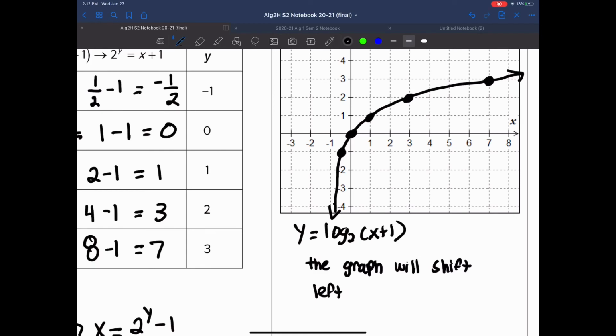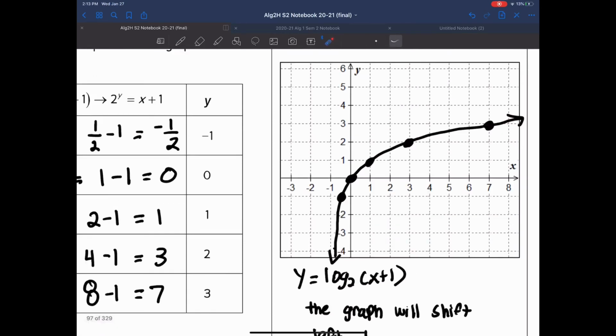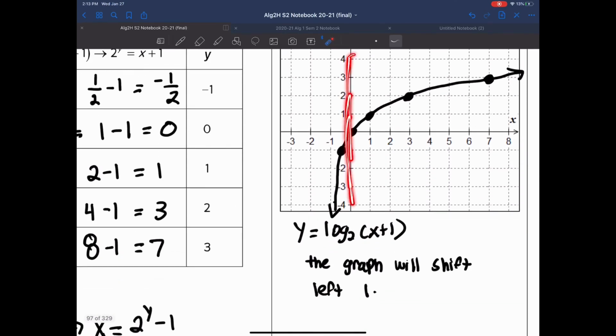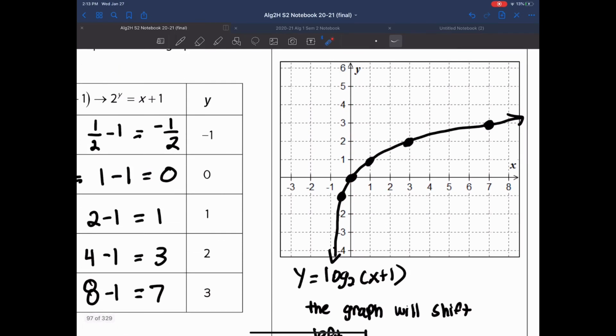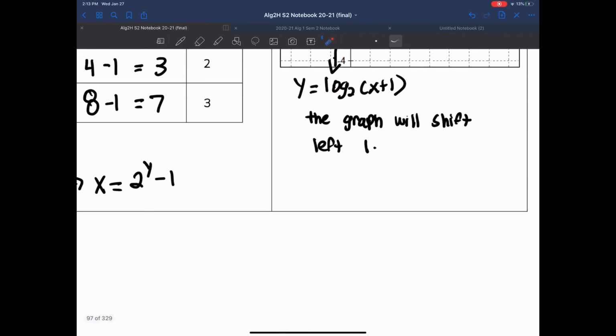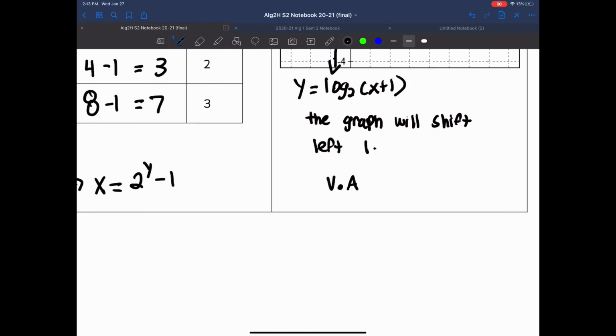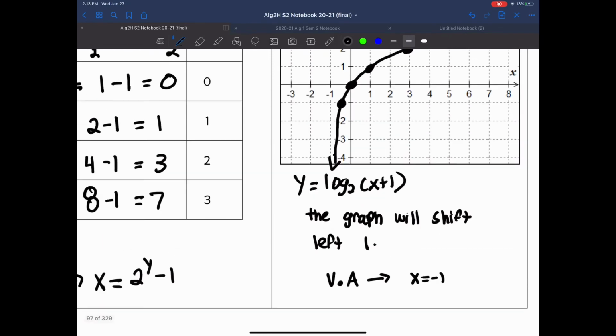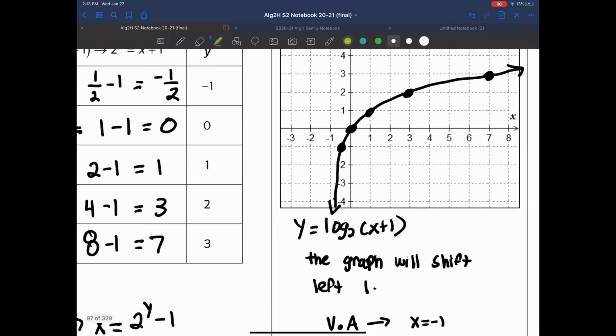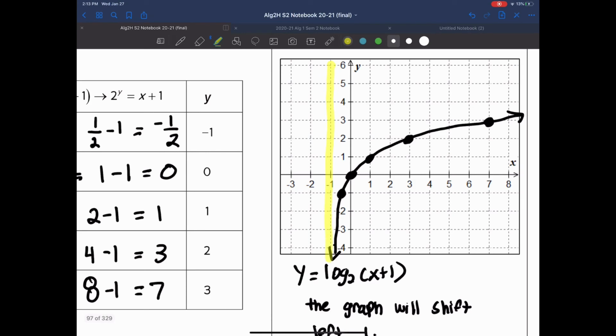Now, when we shift left or right, this gets a little tricky because it also kind of messes with our asymptotes. So our asymptote for the original graph was the y-axis. But since we shifted left 1, the asymptote is also going to shift left 1. So now our asymptote is the line x equals negative 1. Since I shifted everything to the left, my vertical asymptote also shifted left. So I'm going to highlight that, showing that this is my new asymptote.